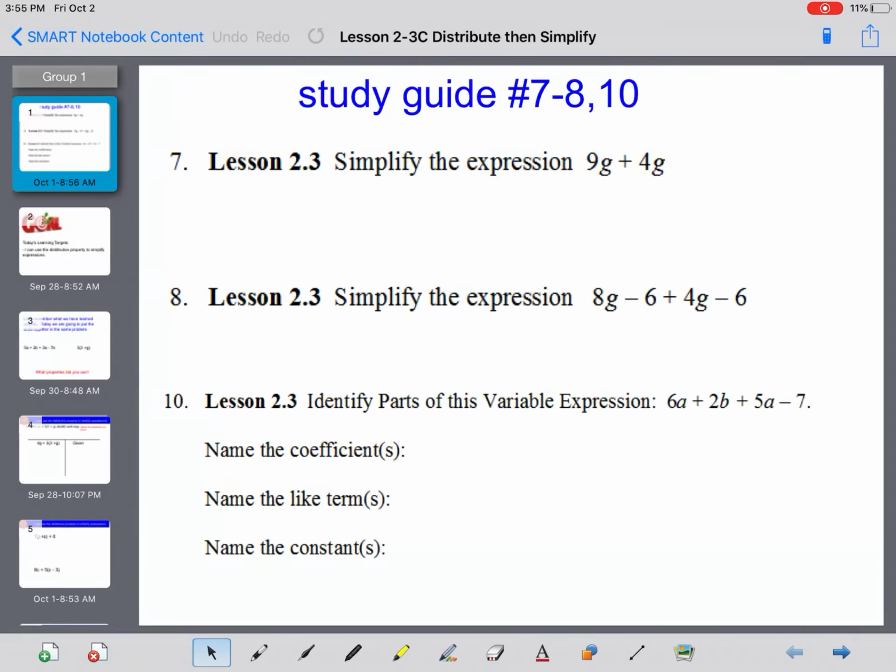Today's lesson is 2-3C from the Algebra Readiness textbook. For today's lesson, you will need a sharpened pencil, your notes packet, and the study guide complete. Pause the video, complete these problems, and then come on back to see how you did.